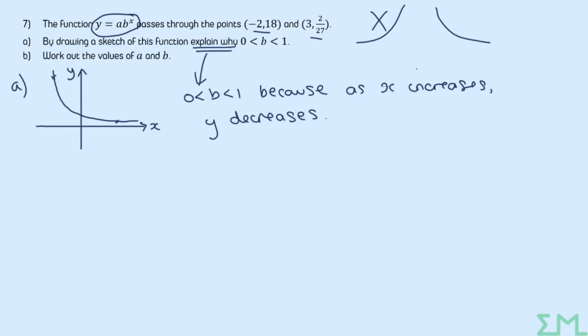That's how you know that your base number is between 0 and 1. If y increases as x increases, then you know you've got a base number greater than 1, less than 1 if you have this kind of inverse effect happening. As one increases, the other decreases.